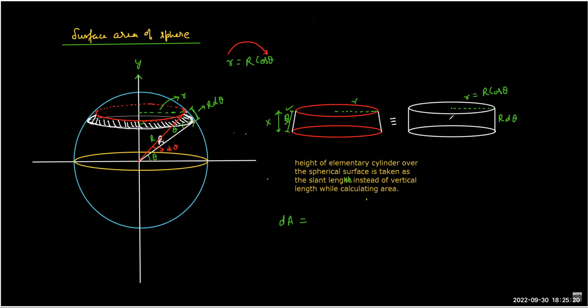Okay, you can just spread it. Now you can cut like this. If you cut and spread, what will you get? A rectangle again. And the width of the rectangle we can take as r dθ.